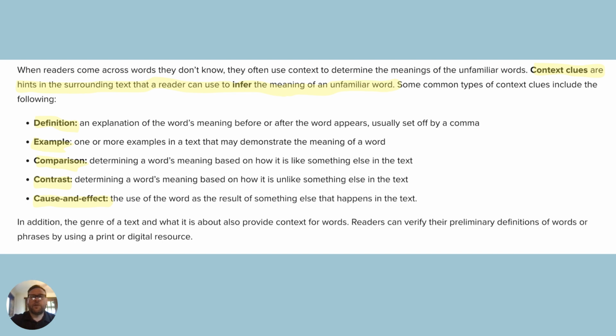Comparison. When the author gives clues about the word's meaning by comparing it to something else in the text. Contrast. When the author gives you a clue on a word's meaning based on how unlike it is from something else in the text. And finally, cause and effect. When the author uses the word as a result of something else that has happened in the text.